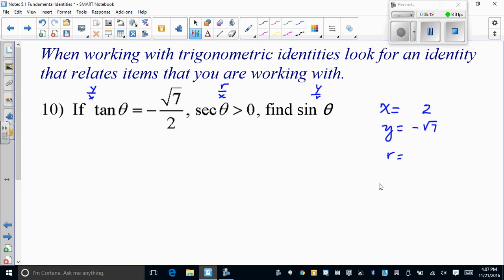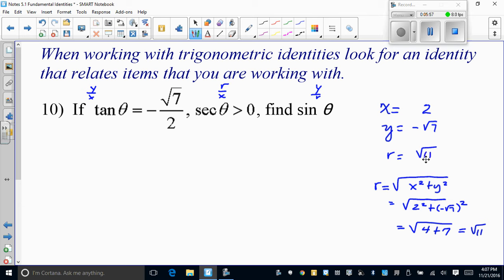And then this is something else you should have in your notes, that your value of r is equal to the square root of x squared plus y squared. So that gives me the square root of 2 squared plus negative 7 squared, which would give me the square root of 4 plus 7. The negative's being squared, so it goes bye-bye. The square root's being squared, so it goes bye-bye. And we're left with the square root of 11. Again, r is always positive.